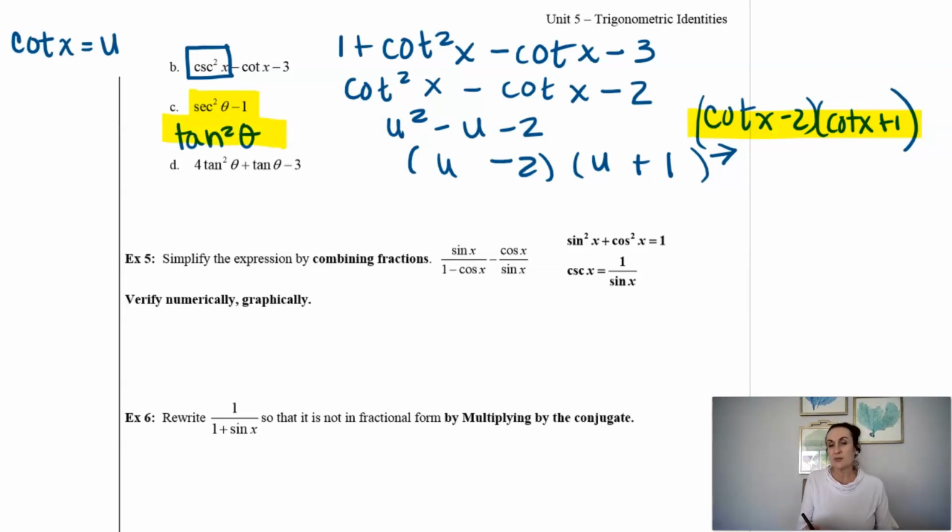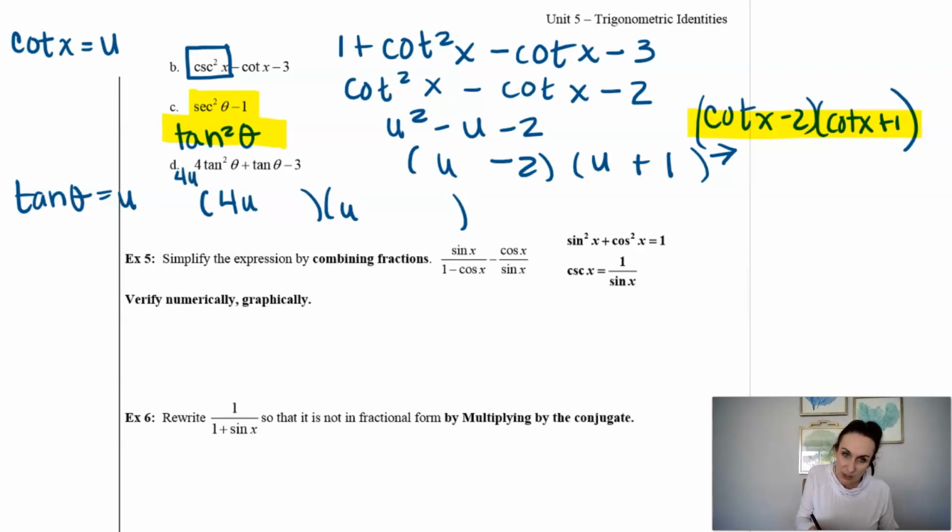I have 4 tangent squared theta plus tangent theta subtract 2. So I'm going to go ahead and write this with a u. In my Cornell notes, I'm going to let tangent theta equal u. So now I have 4u times u is 4u squared. Oh, by the way, this is 4u squared plus u minus 3 is what I'm trying to factor.